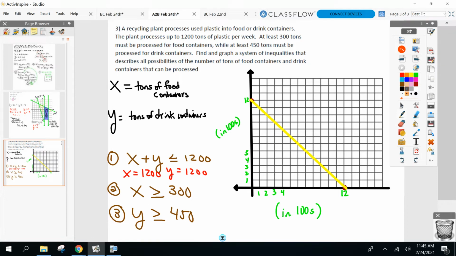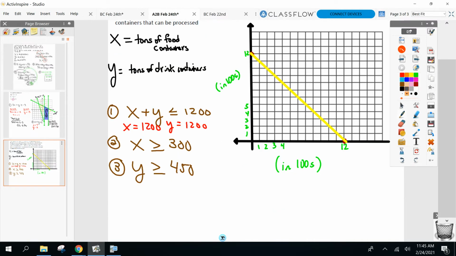Now it's just 0, 0. We can test 0, 0 here. See if 0, 0 works or not. I'll let you guys plug it in. Oh, it works, Caroline? Yep, 0 is less than 1200.